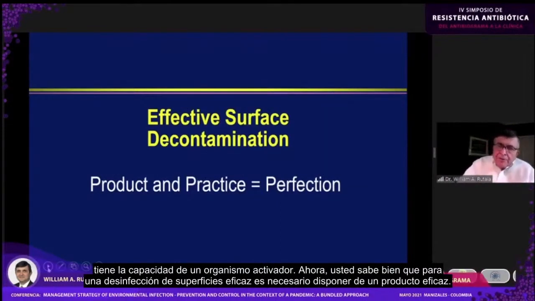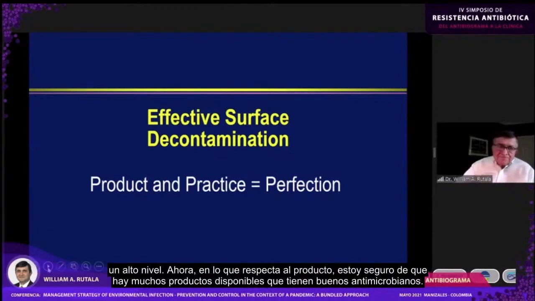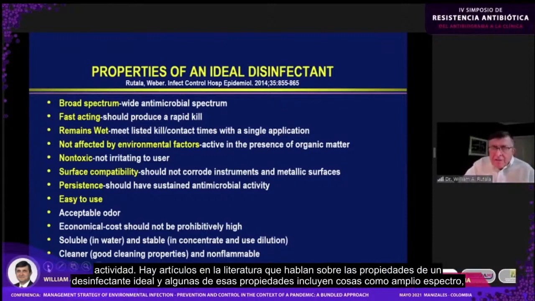Now, you know well that for effective surface disinfection, you have to have an effective product and an effective practice. And when you have a good product and a good practice, essentially you have perfection, or you have removal of microbial contamination at a high level. Now, as far as product is concerned, I'm sure there are many products available to you that have good antimicrobial activity. There are papers in the literature which talk about the properties of an ideal disinfectant.